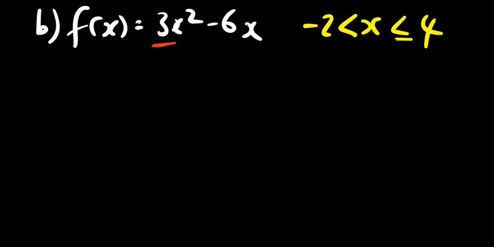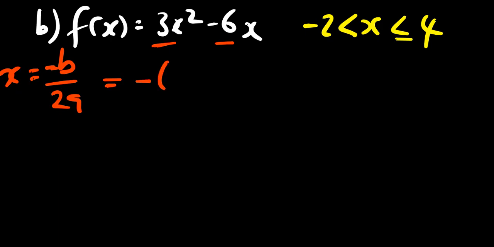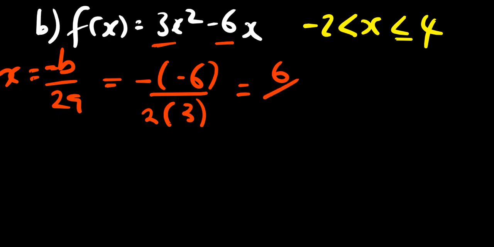So now this function will have a vertex or a turning point. How do we find the turning point of a function? We say x = -b/2a. In this case, our b is -6, so it's 6 over 2, and our a is 3, so 6 over 6, which just gives us 1. So at the turning point, the value of x is 1.